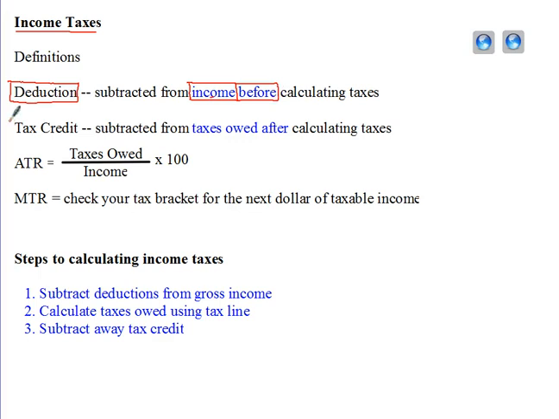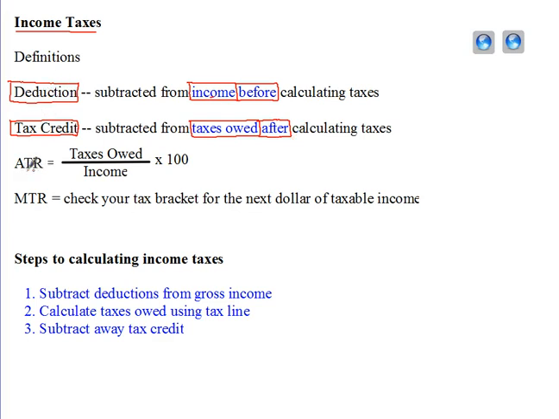Now, in contrast to that is what we call a tax credit. A tax credit is something that gets subtracted as well, but it gets subtracted from your taxes owed after you have calculated your taxes. So the deduction gets subtracted from your income, and that happens before calculating your taxes. The tax credit gets subtracted from your taxes owed, and that happens after you calculate your taxes. I'll do some examples to explain these.